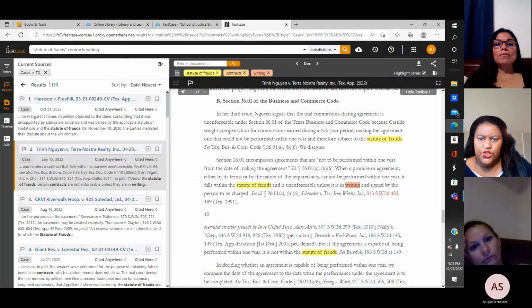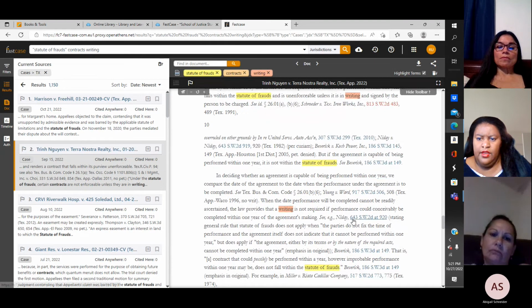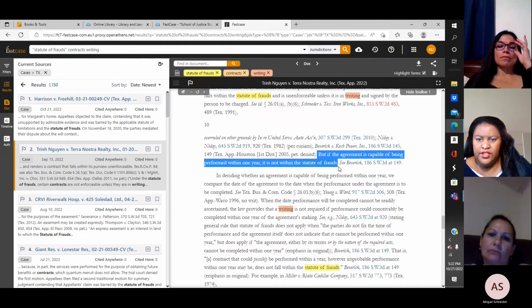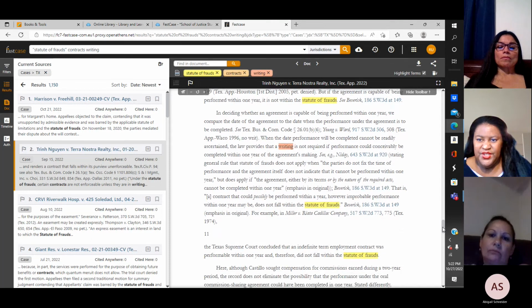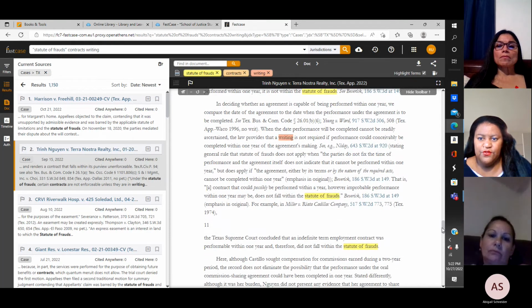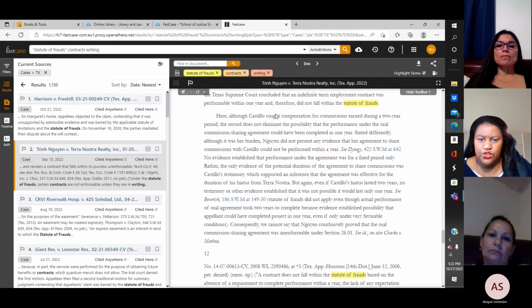And here is section 2601 of the Texas Business and Commerce Code. It says agreements that cannot be performed within a year must be in writing to be enforceable. If the agreement is capable of being performed within a year, it is not within the statute of frauds. So those are your rules. And then the analysis is how we're going to apply the statute of frauds to this scenario involving this oral real estate commission agreement.